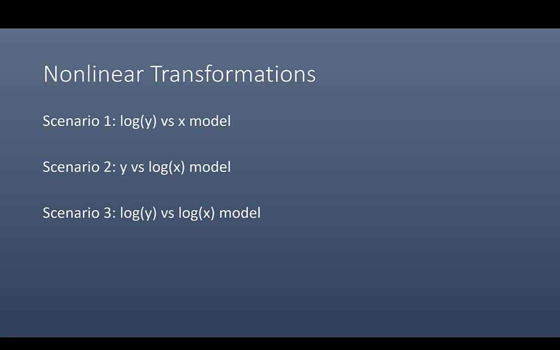In scenario 1, we will apply a log transformation to only the response variable. In scenario 2, we will apply a log transformation to only the explanatory variable. And in scenario 3, we will apply a log transformation to both variables. In a log transformation, the log is applied to each value in the dataset for the variable being transformed.